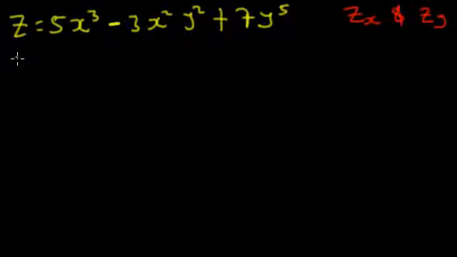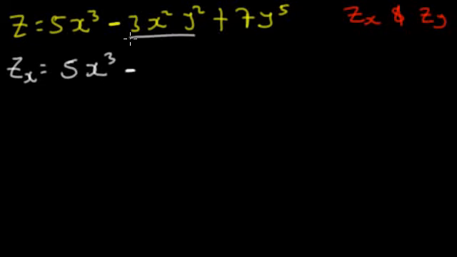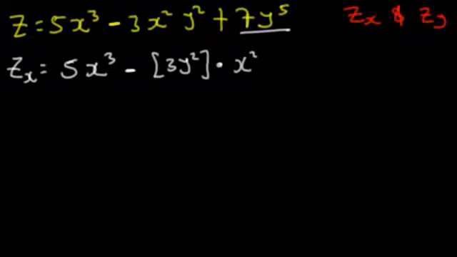So to find ∂z/∂x, which is z of x, first and foremost we want to treat the y terms as constants by mentally bracketing them, along with the coefficients. So this has no y term, we leave it as this. So we have 5x cubed minus, these are y terms, so we take the coefficient along with it, and therefore we have the bracket 3y squared, and we multiply with x squared. This has no x term, so we have plus 7y to the power 5. Since there's a y term, let's put it in the bracket.